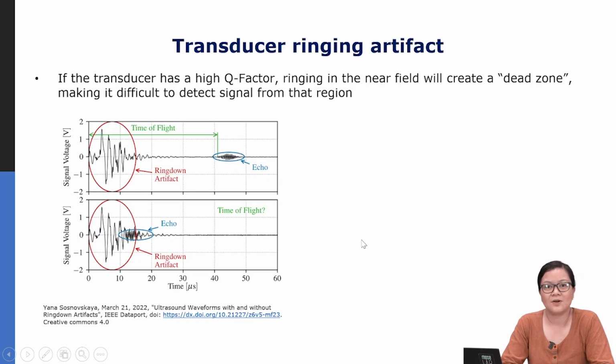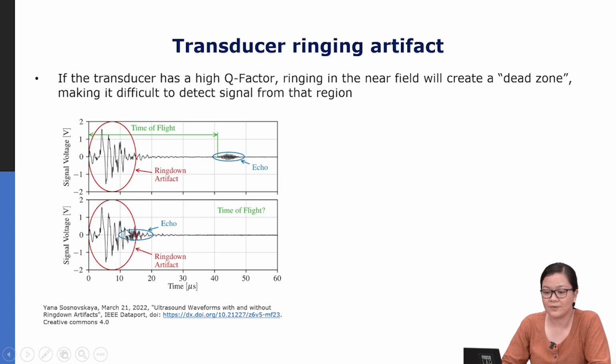Another artifact is called the transducer ringing artifact. If the transducer has a high Q factor, meaning that it really rings, especially in the near field, you have, for example, in this signal pattern here, your ring down artifact from your transducer signal, and you have an echo here. If the object is further away, then you are able to measure the time of flight from the echo and the ring down artifact, this difference.